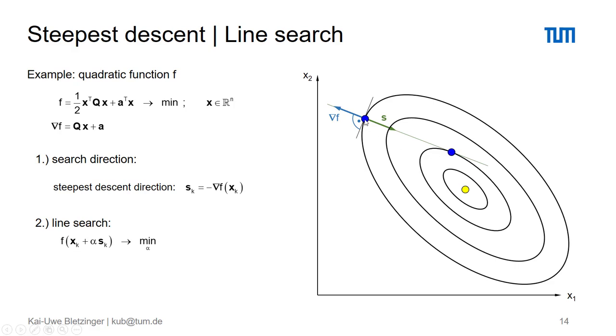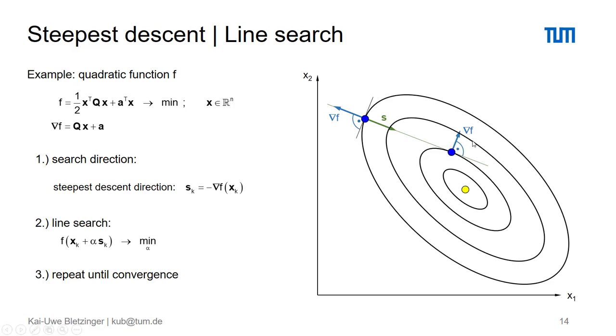We indicate a path parameter which we call alpha, and starting from here we're adding a multiple of the search direction until we find the proper alpha where we just reach this line minimum. So, and then we repeat everything.